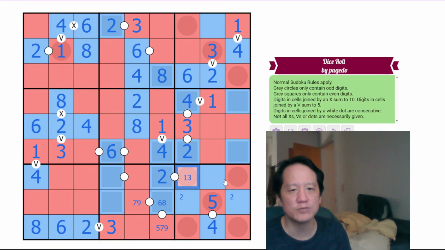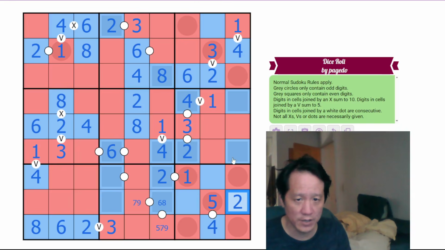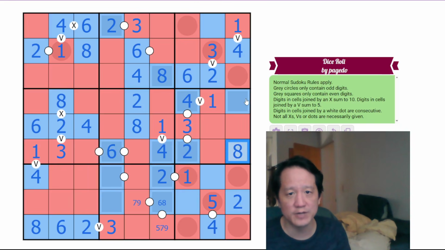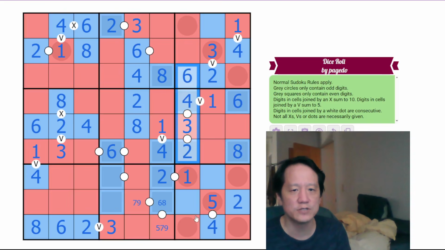3 eliminates 3 in the rest of the column. So this is 1. This can no longer be 2. So 2 is there. We have 2, 4, 6 here. So that makes that 8. We have 2, 4, 8 here. So that makes that 6. 2, 4, 6 here. Makes that 8. 2, 4, 8 makes that 6.